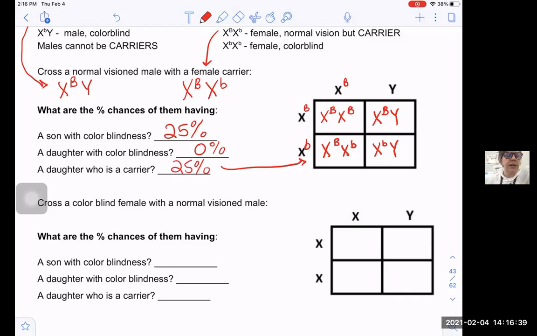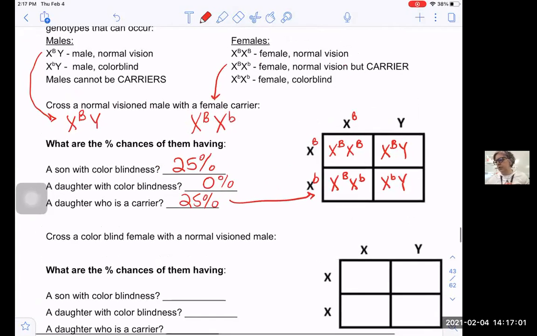All right, for the next one, you're going to cross a colorblind female with a normal visioned male. So I would like you to try to do this one on your own first. So I'm going to give you a few moments here and see if you can figure it out. You're probably going to need to use the genotype list at the top and figure out what the parents' genotypes are first.